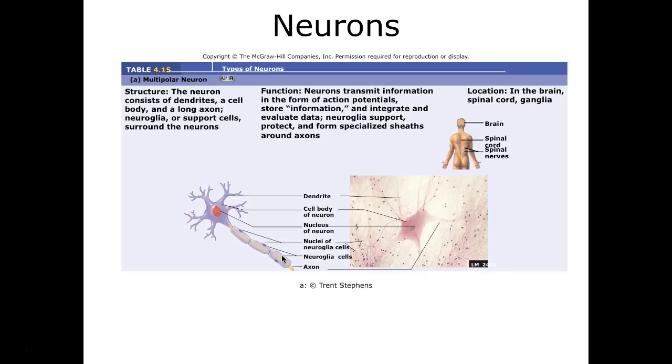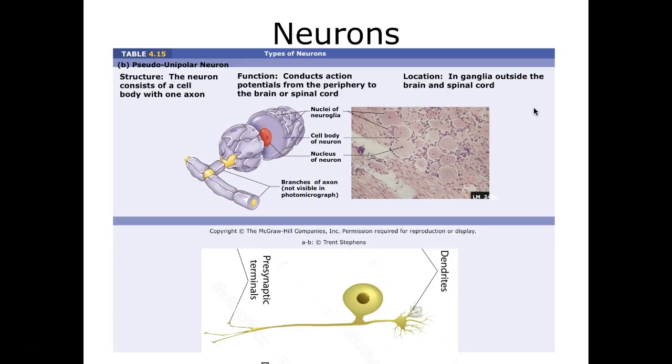So the areas where we'll find nervous tissue will be in our brain, in our spinal cord, in our peripheral nerves, as well as ganglia, which, the definition of ganglia, which is plural, or ganglion, which is singular, is a collection of cell bodies within our peripheral nervous system.